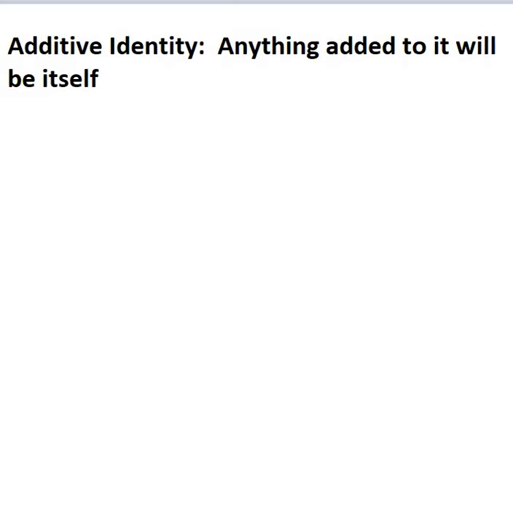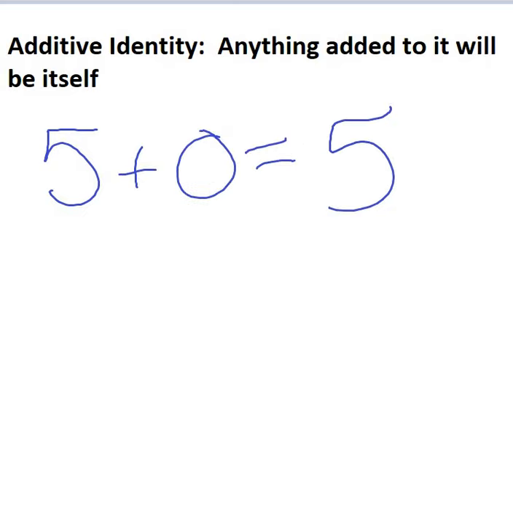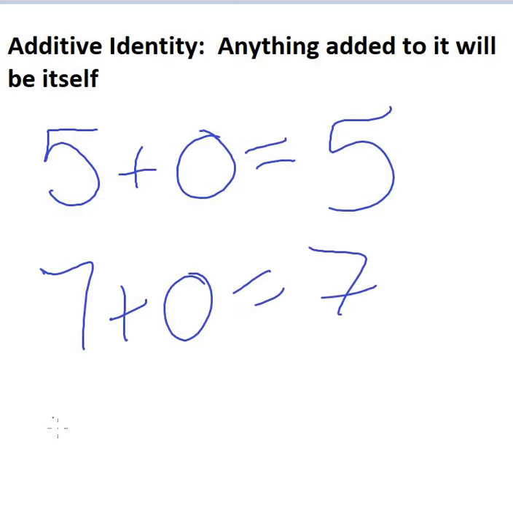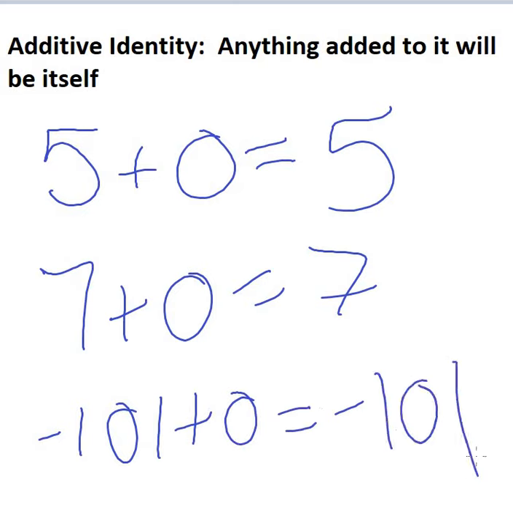The additive identity is anything added to itself will be itself. Anything added to the additive identity will be itself. So let me give you an example. 5 plus 0 is 5, right? 7 plus 0 is 7. Negative 101 plus 0 is negative 101. So the additive identity is 0, because anything added to 0 is itself.